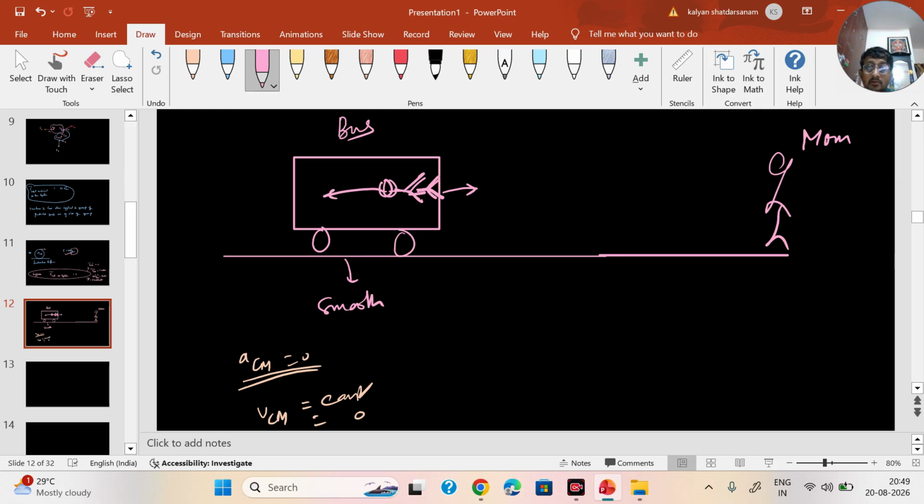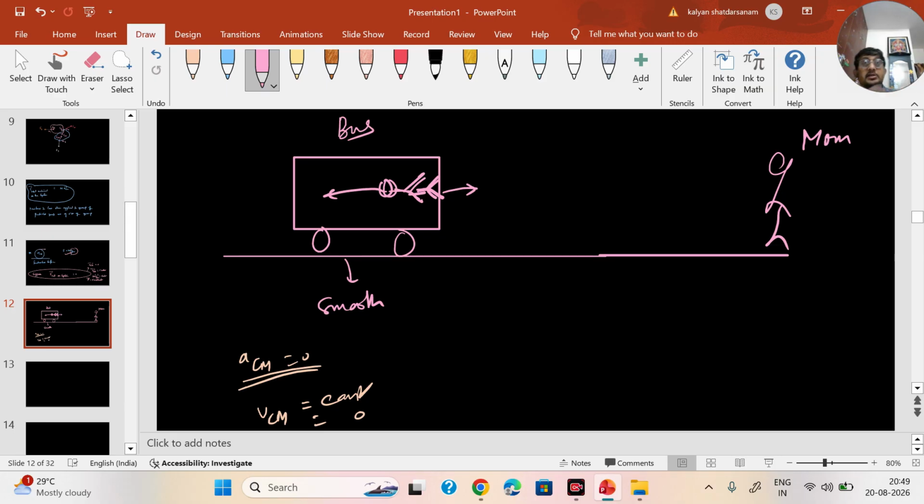You kick the bus forward, you go back. Then your head will be at the back of the bus, and you stop, the bus stops. Then you walk forward, the bus goes backward. You walk back, the bus goes forward. The center of mass is there only, all this. It will not move an inch.